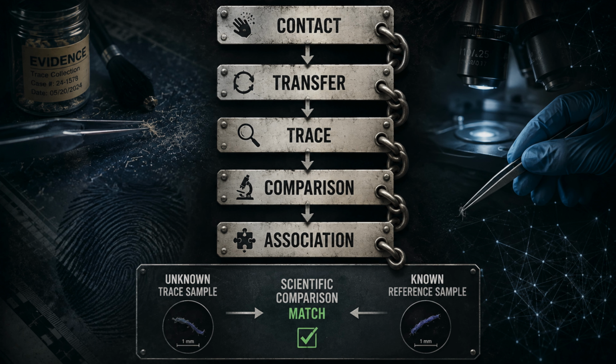For your UGC NET exam, remember this sequence: contact, transfer, trace, comparison, and association. Someone or something comes into contact, material may be transferred. That material becomes trace evidence. The unknown material can be examined and compared with the known material, and the results may help establish an association. That is the basic logic behind Locard's exchange principle and trace evidence examination.